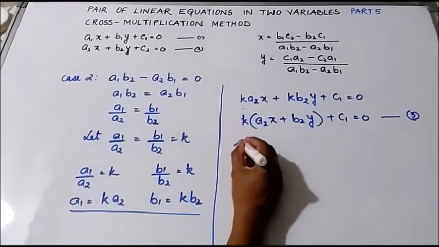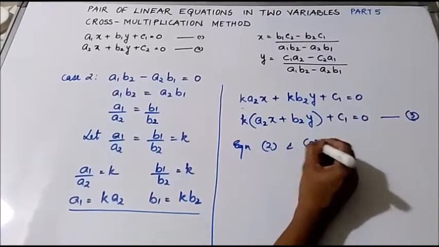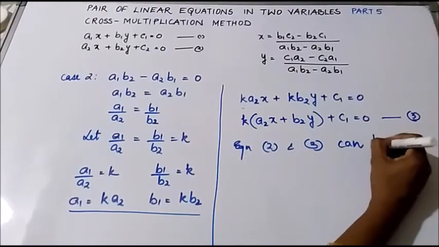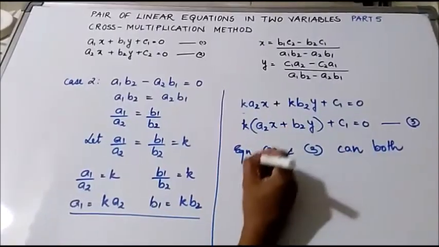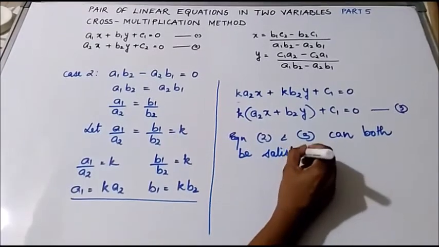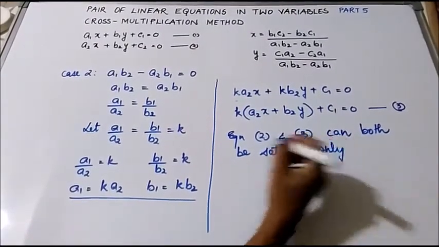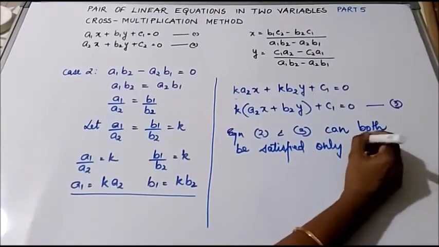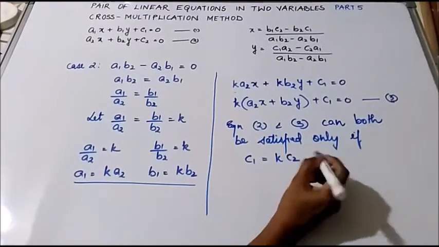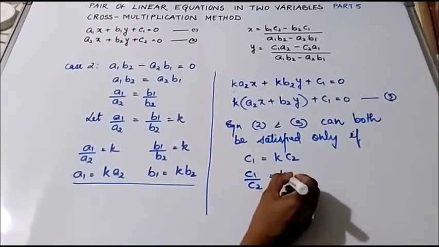Now equation 2 and equation 3 can both be satisfied, when will it be satisfied? Only if c1 is equal to k c2. That is, c1 by c2 is equal to k.